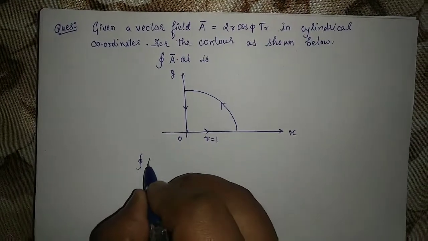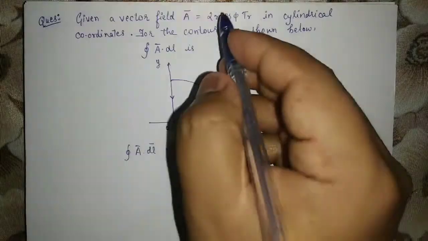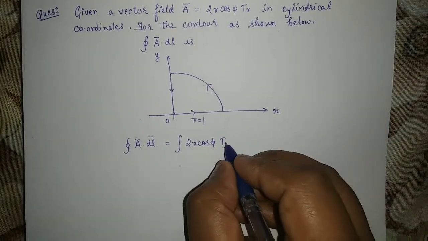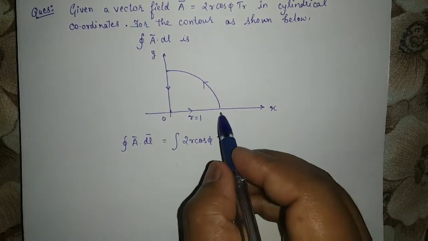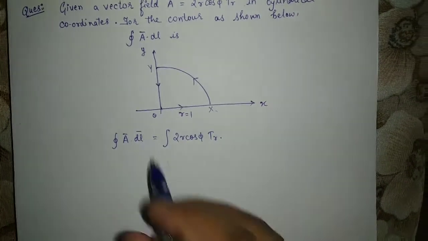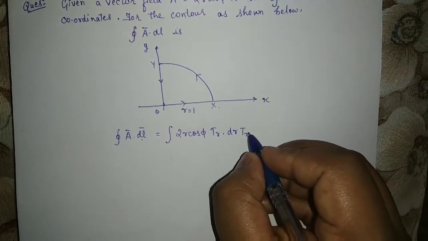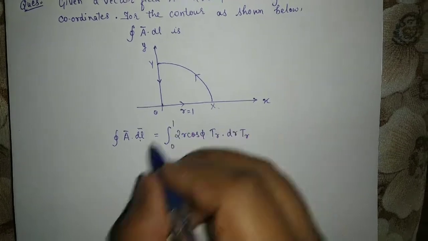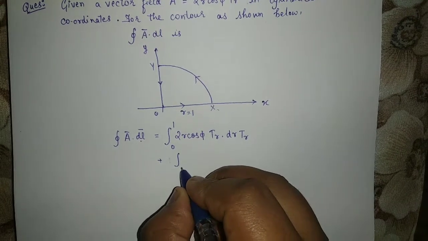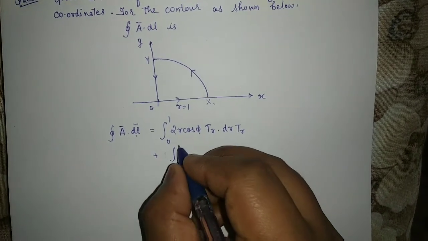So A dot dl is equal to 2r cos phi a_r dot dl over this path. Let this point be x, this point be y. On the path O to x, dl is in the direction of a_r, from 0 to 1, plus this path xy, where phi is changing, so from 0 to pi by 2.